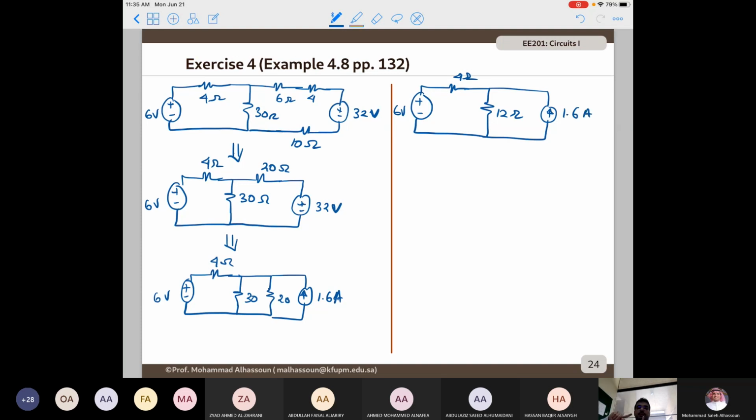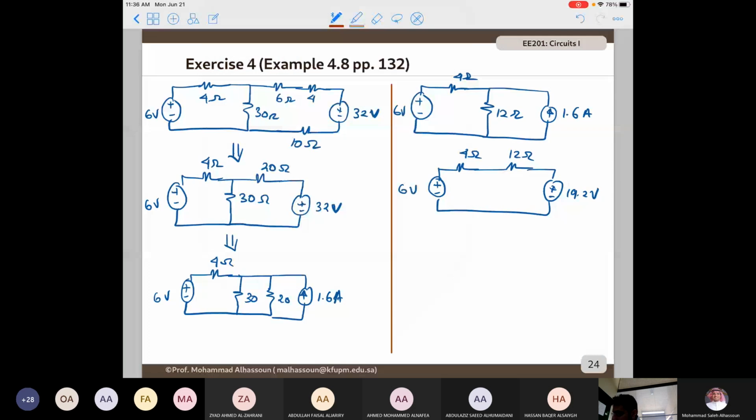So now I have 12 ohm in parallel with the current source. So I need to convert it to a voltage source in series with the resistor. And the value of the voltage source is 19.2. Okay, now it's simplified.